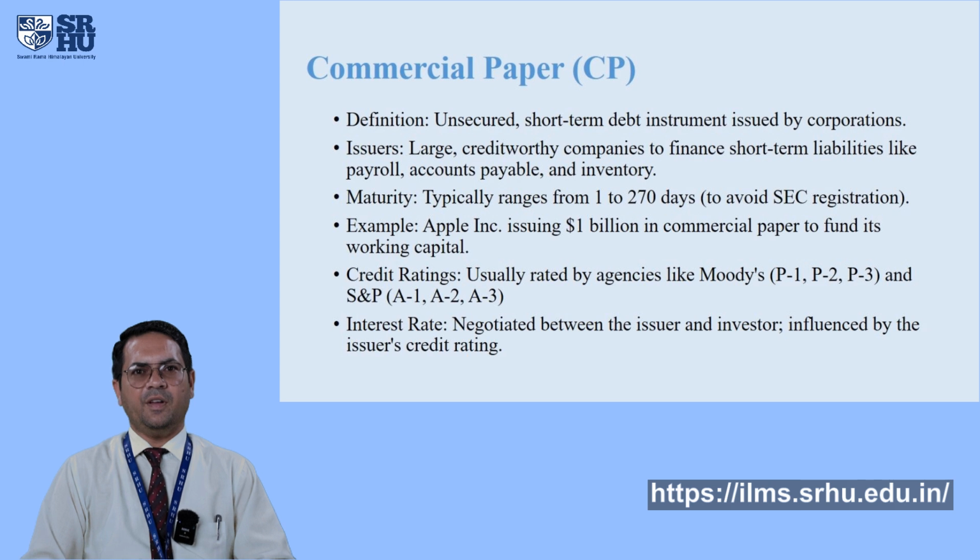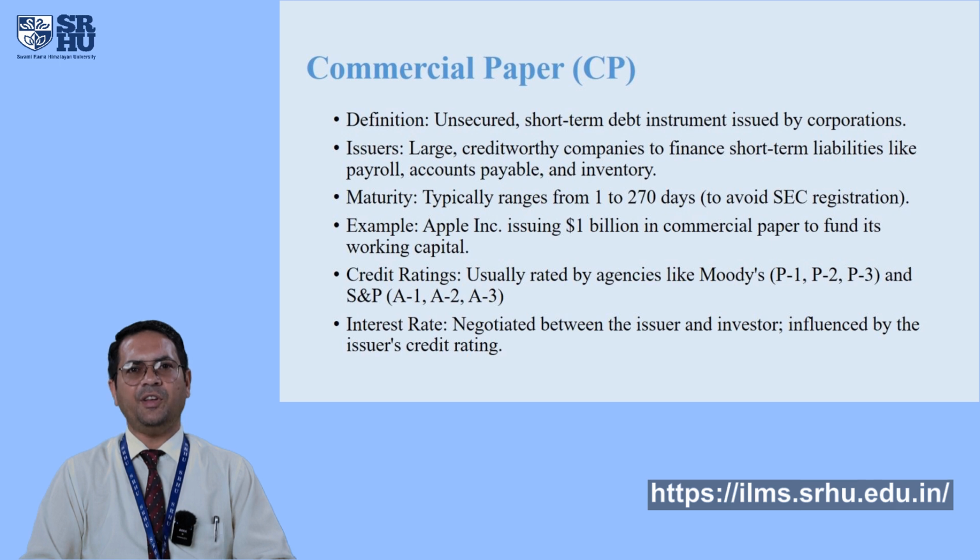Okay. CPs, that is commercial papers, typically have maturities ranging from 1 day to 270 days. Why 270 days? Because anything beyond that would require registration with the SEC in the US market and adds regulatory burdens that companies prefer to avoid.